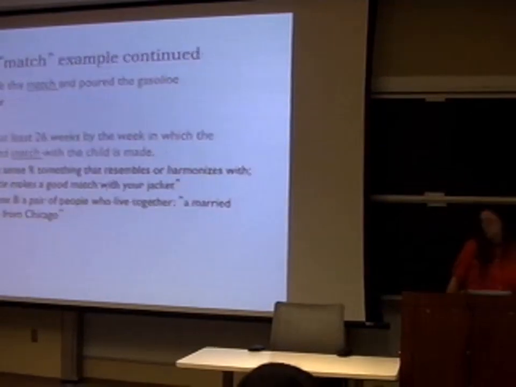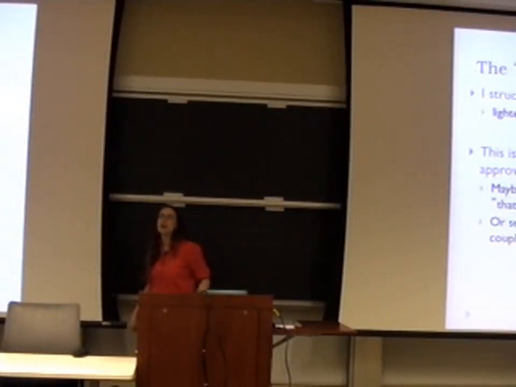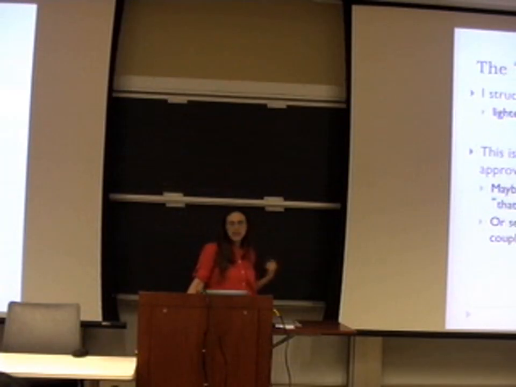Sometimes it's relatively easy to see how to do the word sense disambiguation task, which is to take this list of senses that WordNet gives you and pick a sense that applies to a particular occurrence. So in this first example here, I struck this match and poured the gasoline. It's very clear that this is the lighter sense of the word. Stick this label to the occurrence and be happy.